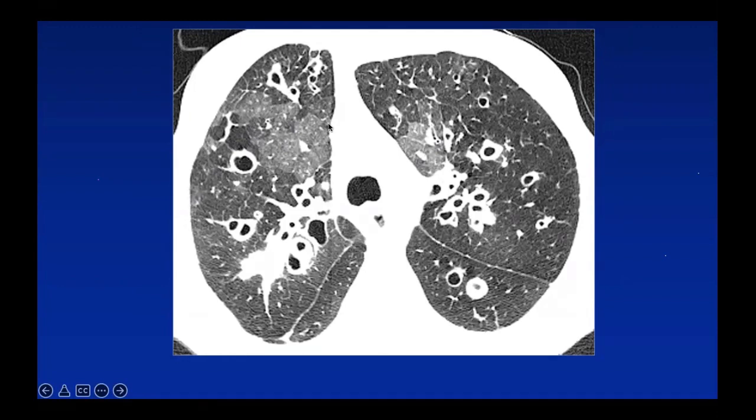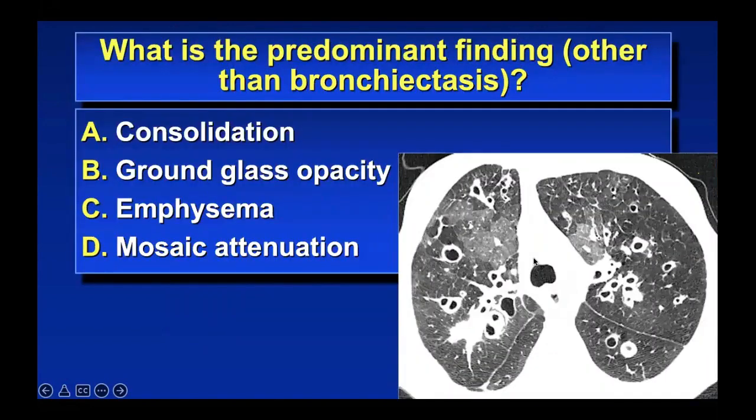This is mosaic attenuation. This patient also has bronchiectasis, severe bronchiectasis, bronchial filling, as in bronchial plugging, as well as bronchial wall thickening. This is a patient with cystic fibrosis, but mosaic attenuation is the finding here. Okay, good. So I gave it away, but that's what the finding is. This is mosaic attenuation with the sharp demarcations. This is not ground glass opacity.